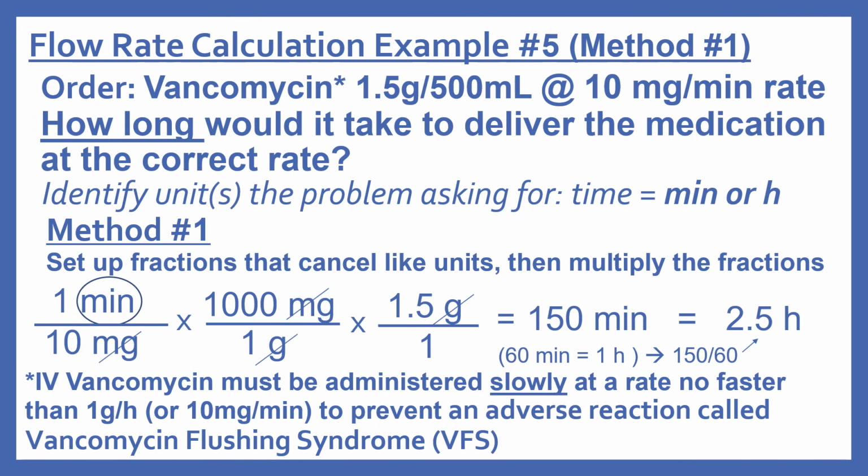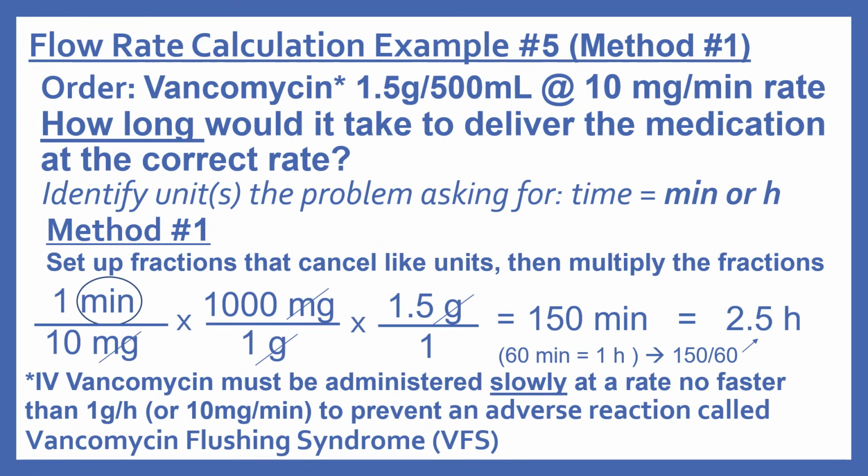Okay, we'll look at one more example here. Example 5 with method number 1. Our order is for vancomycin 1.5 grams per 500 milliliters at 10 milligram per minute rate. How long would it take to deliver the medication at the correct rate?